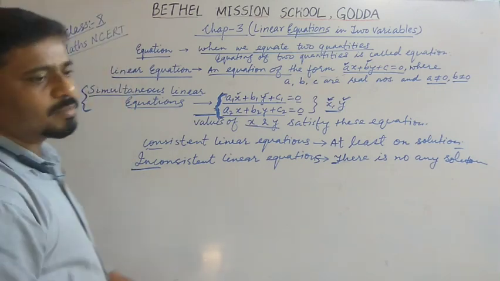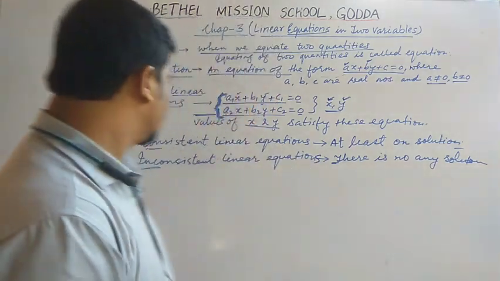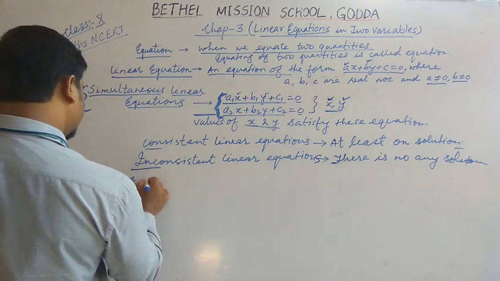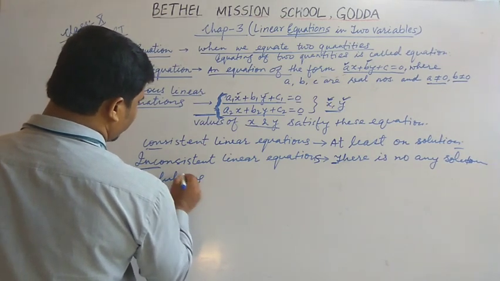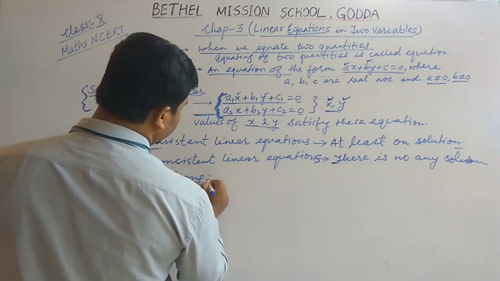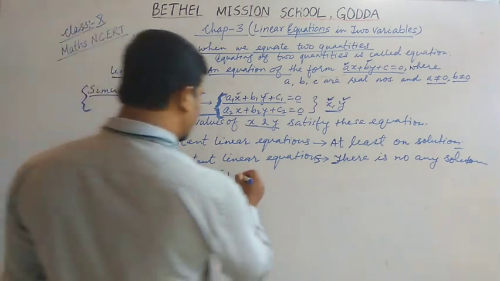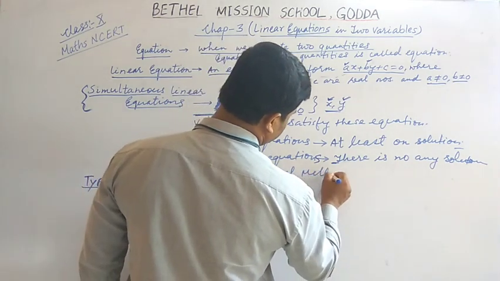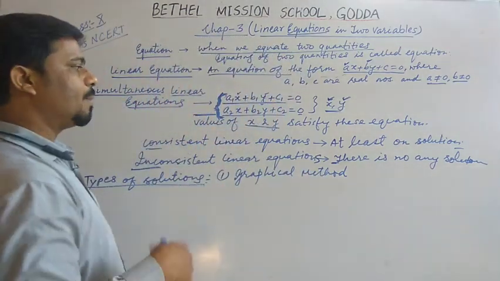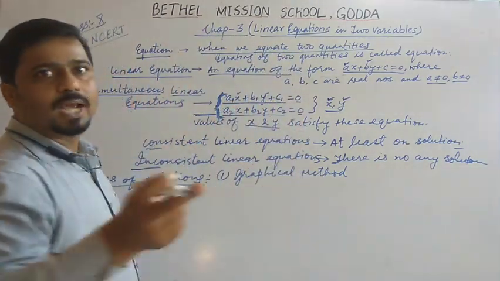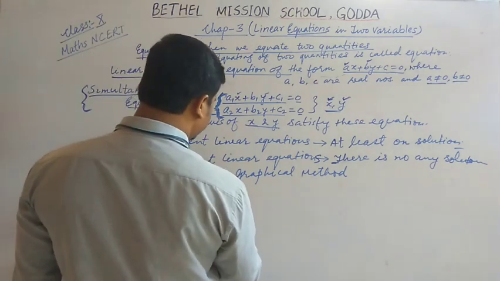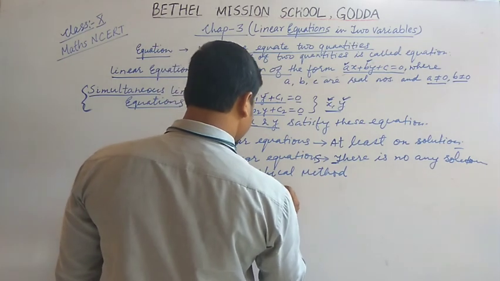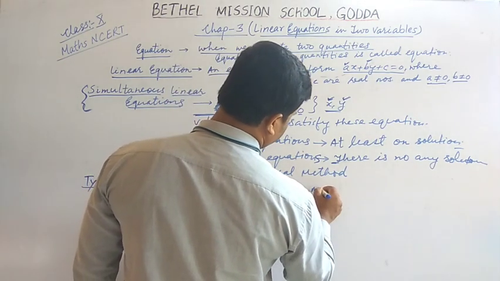So there are some types of solutions we use. What are the types of solutions? Number one, first will be graphical method. This is one type. Means graphically we can find the solution of x and y. Another is substitution method.